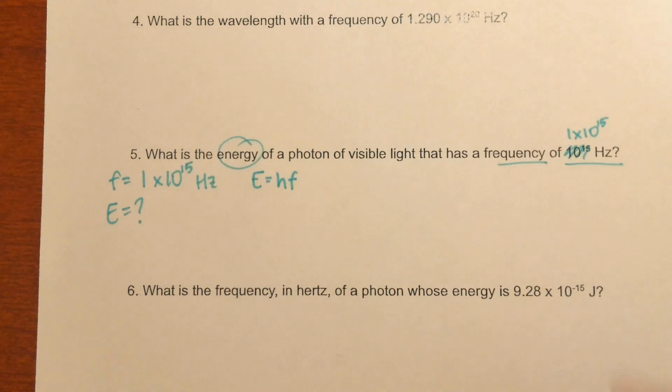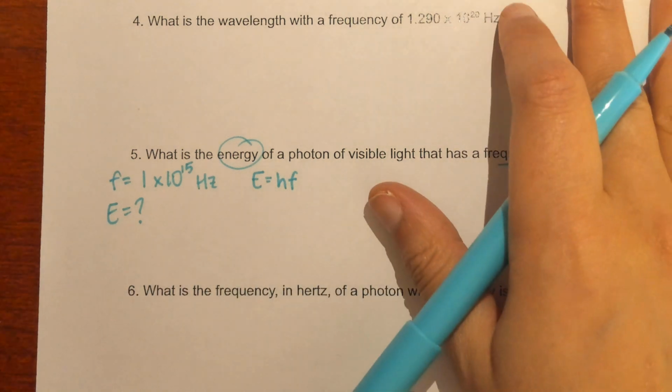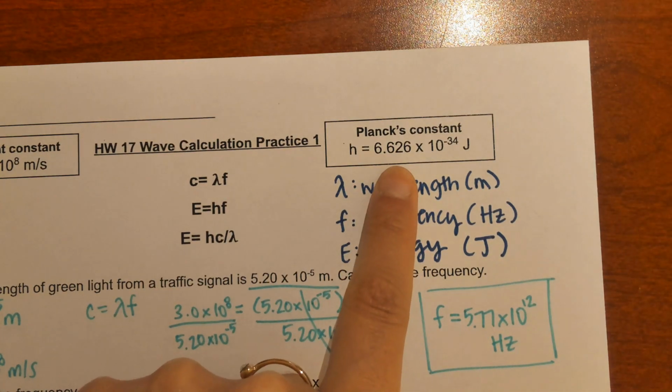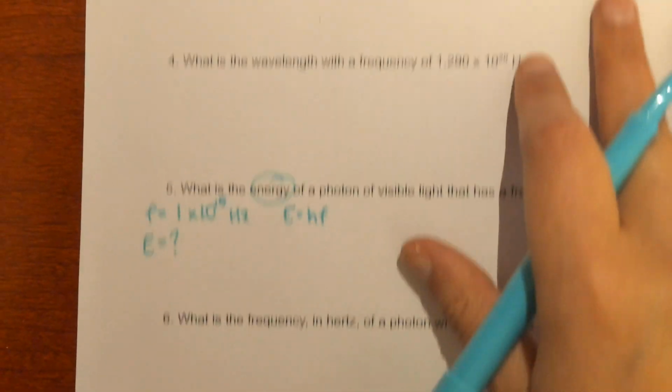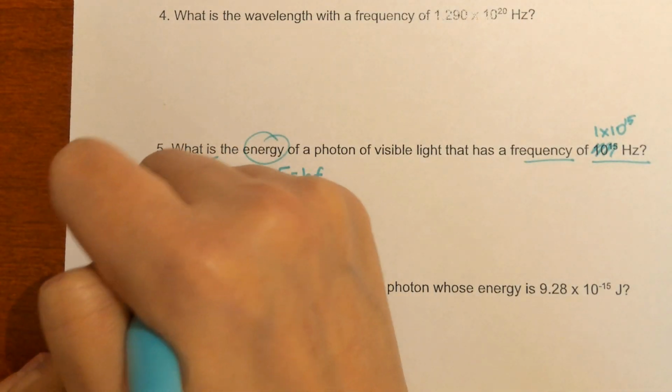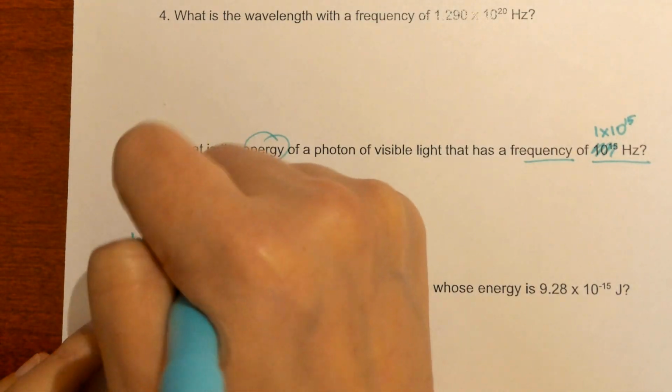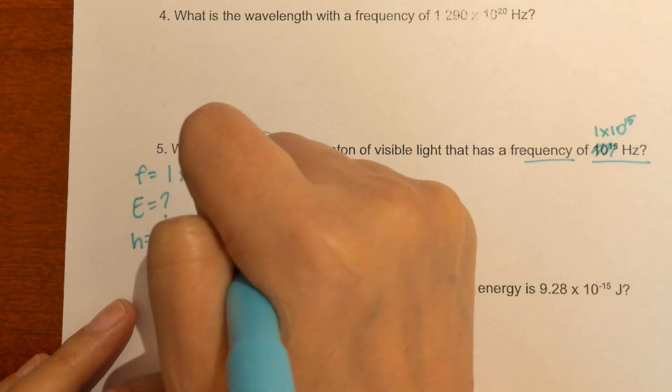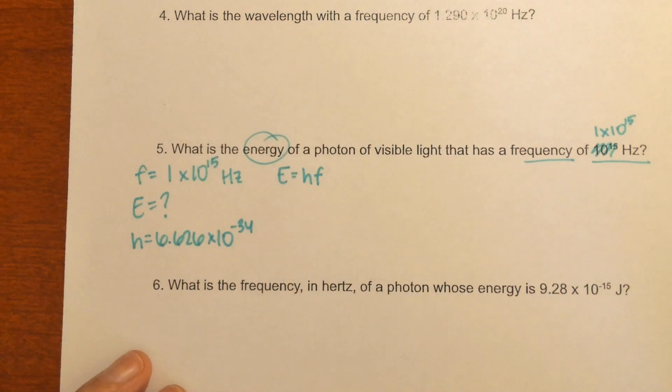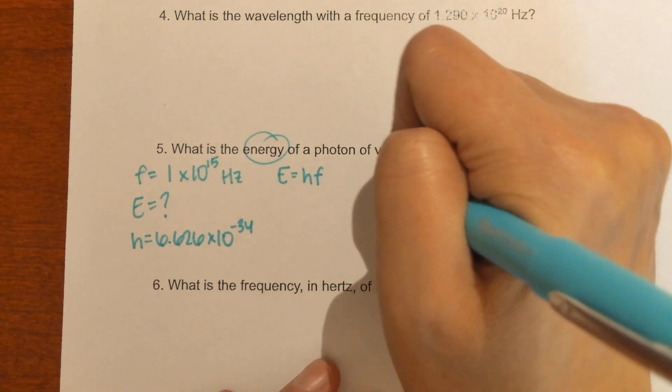Alright, and then again H, that is a constant, even though it's not in the question, we are always given it, 6.626 times 10 to the power negative 34. And now we're going to plug that into the equation.